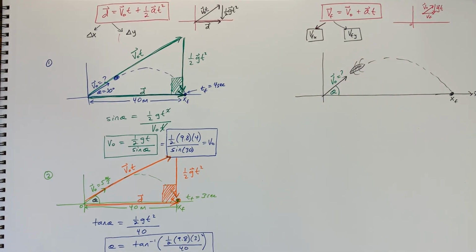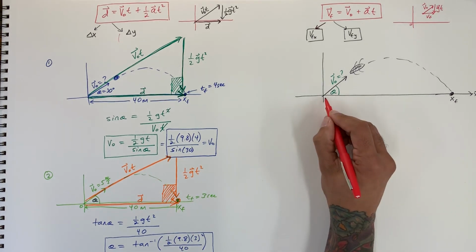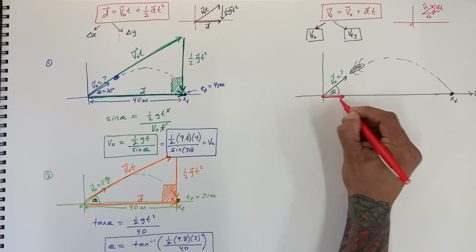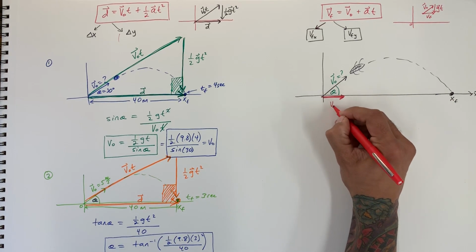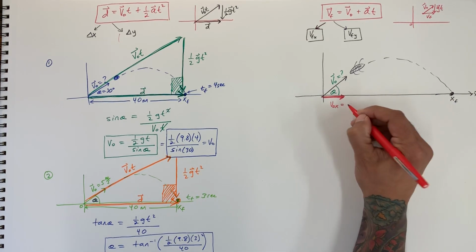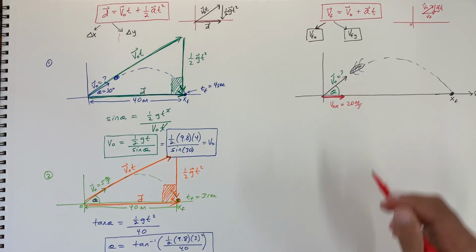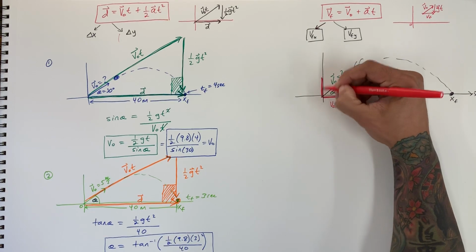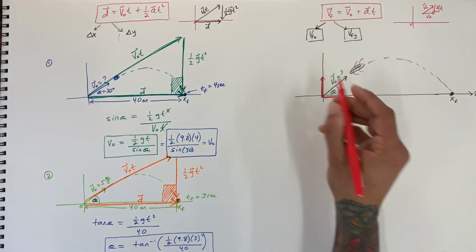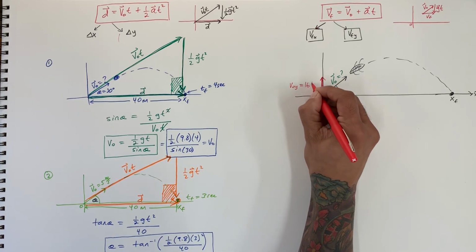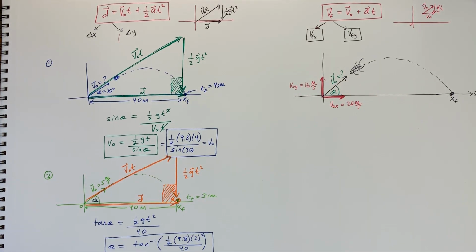The only thing that's given to us is that in the x direction, velocity initial in the x was equal to 20 meters per second, and the velocity initial in the y was equal to 16 meters per second.